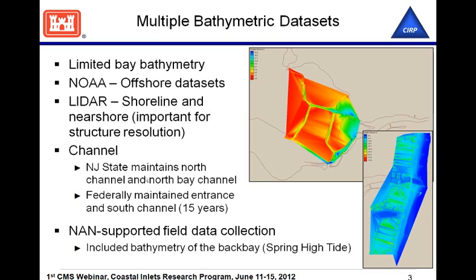We have various channel information, one from the New Jersey State, and then another federal survey that was done. And we also have some other field data that came from the New York district themselves. We'll be merging all those together into one data set. So when you're working with a CMS grid, you have to build it with one source of bathymetry. You can always add in portions later on, but when you're initially building your grid, you want to use one set of bathymetry.